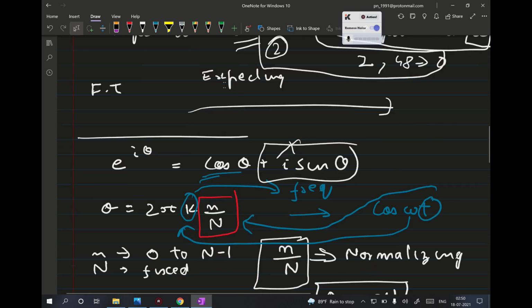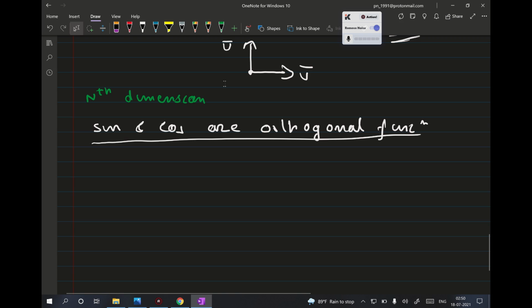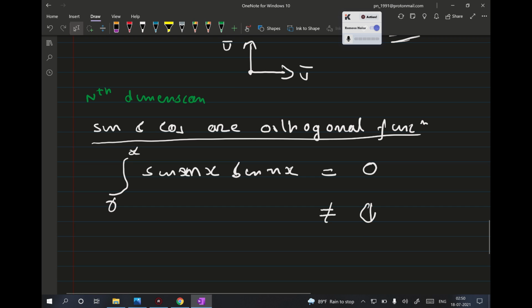and you will come across some summation and integral formulas which state that for a continuous function over some period, the integral of sine mx and sine nx is equal to 0 if m is not equal to n, and is not equal to 0 if m is equal to n.